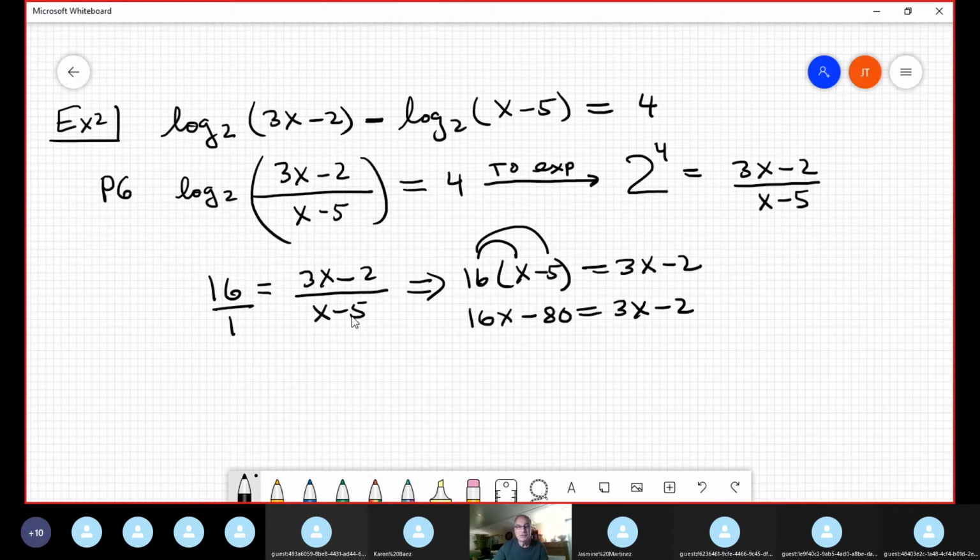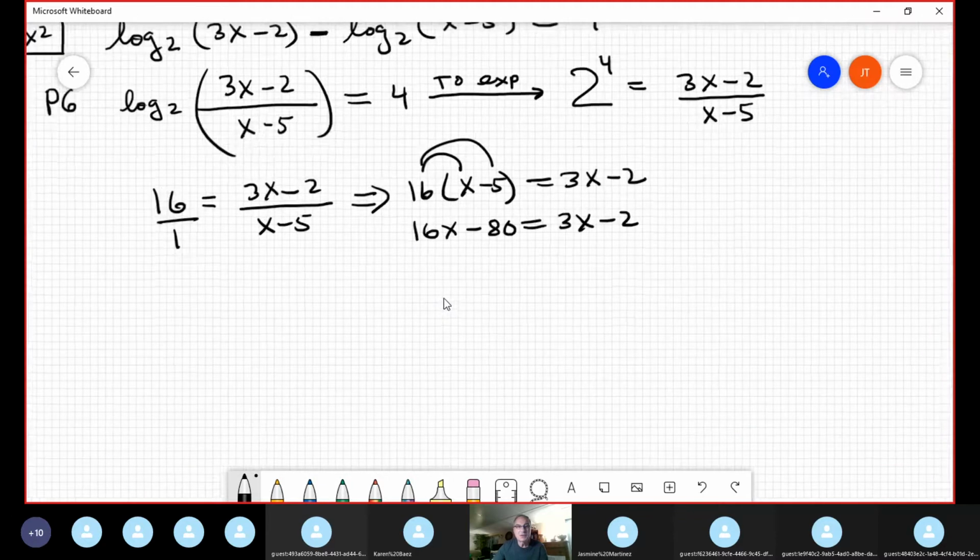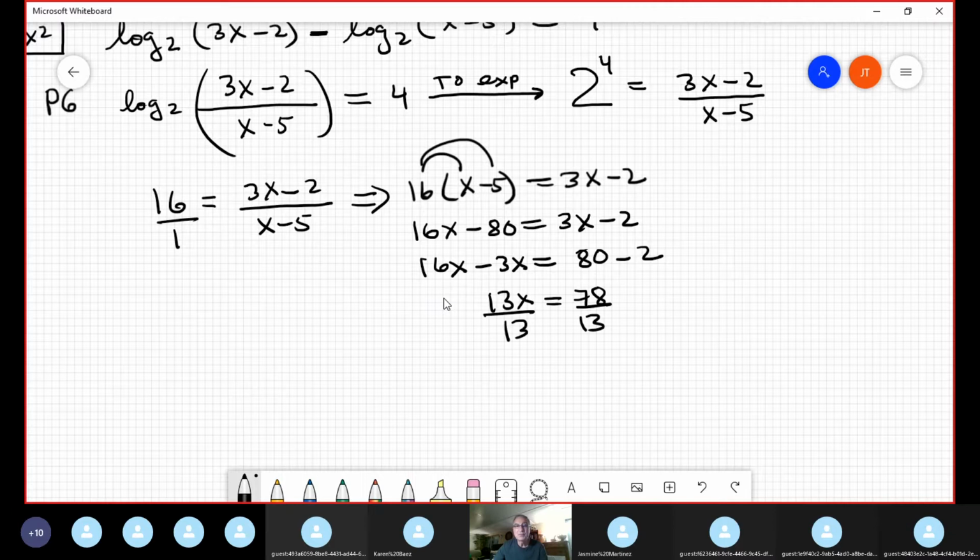Okay, you solve for x. For example, 16x stays here, minus 3x is equal to 80 positive minus 2. This is 13x and this is 78. You divide by 13 both sides. x is equal to 6. And this is the final answer.